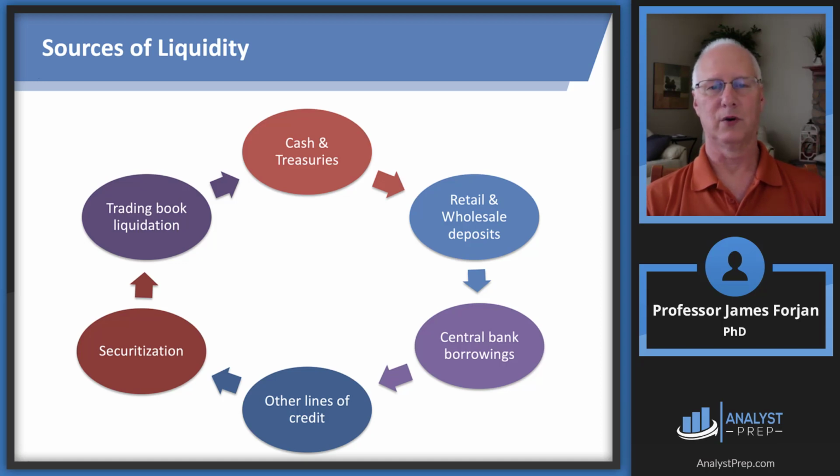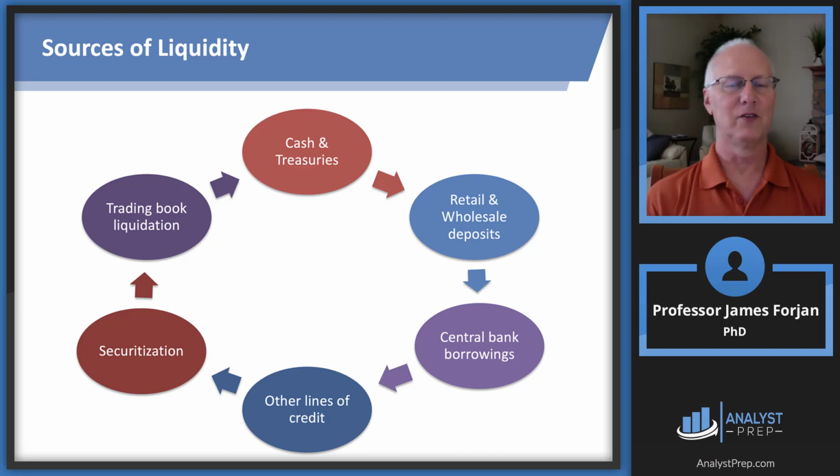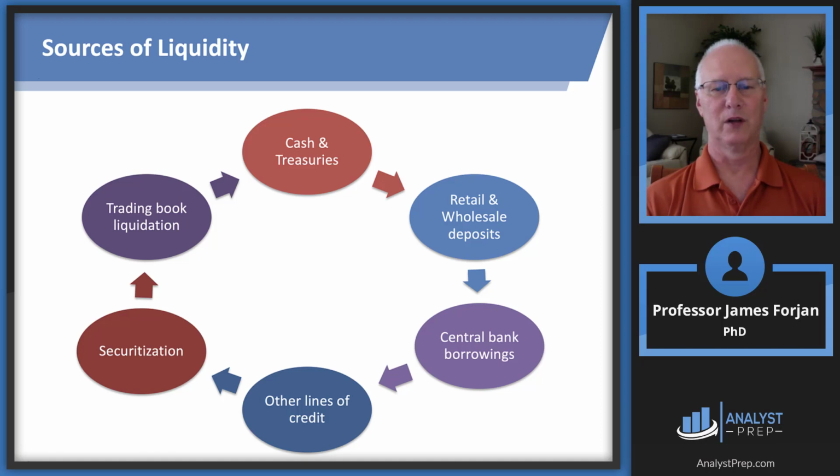So what are sources of liquidity? Of course, cash. That makes perfect sense. And then treasuries, because treasuries are super liquid deposits. Oh my gosh, bringing in the central bank. Do we really want to go to the central bank, or do we want to consider them as the lender of last resort? Other lines of credit, securitization.